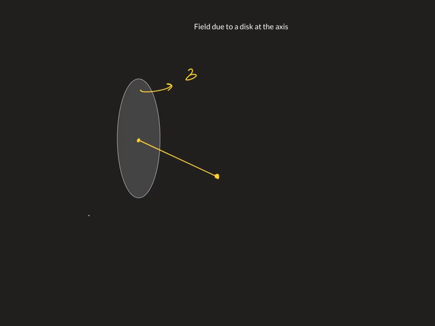So this is the next problem of surface charge: field due to a disk at the axis. You have to find the field at this point. Let's name it P, and you have to find the field due to a disk. This is a disk, and on the entire surface of the disk there is charge. We can say that the total charge is Q.